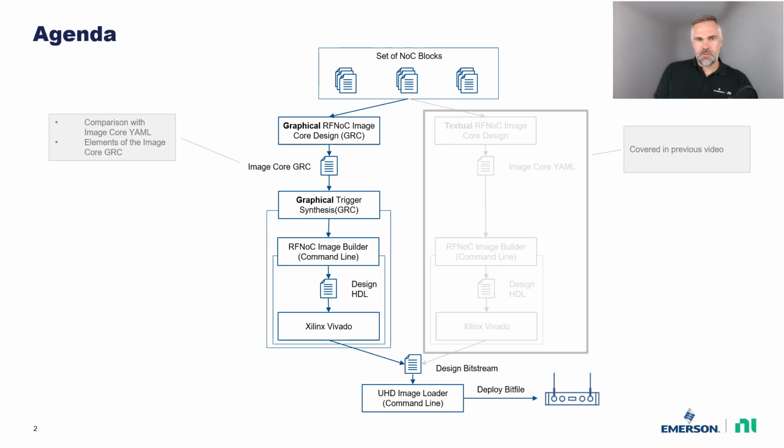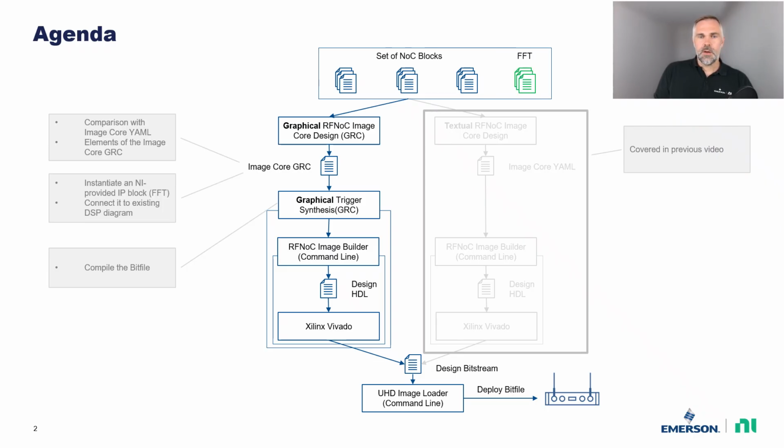First, we'll introduce the image core GRC file that describes the FPGA design in terms of a flow graph. We'll compare it to the image core YAML text file and explain its elements. Then we'll show how to trigger a bit file compilation from GNU Radio Companion. And finally, we demonstrate how to modify an existing design by adding an FFT block to it. We'll not show how to deploy and validate a bit file, as these steps are identical between both workflows.